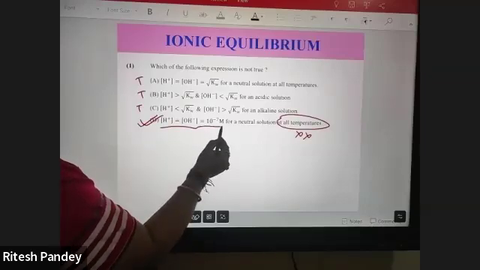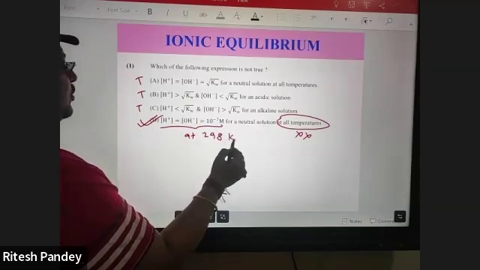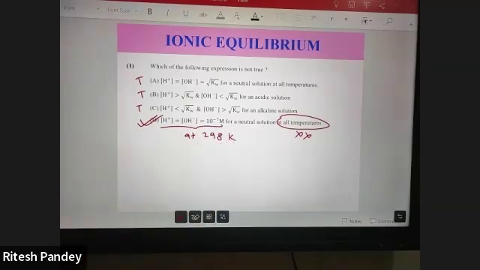This is also true till this point. But this is true only at 298 Kelvin. I hope I'm being understood. 1D is not completely true, and we will want to move on.